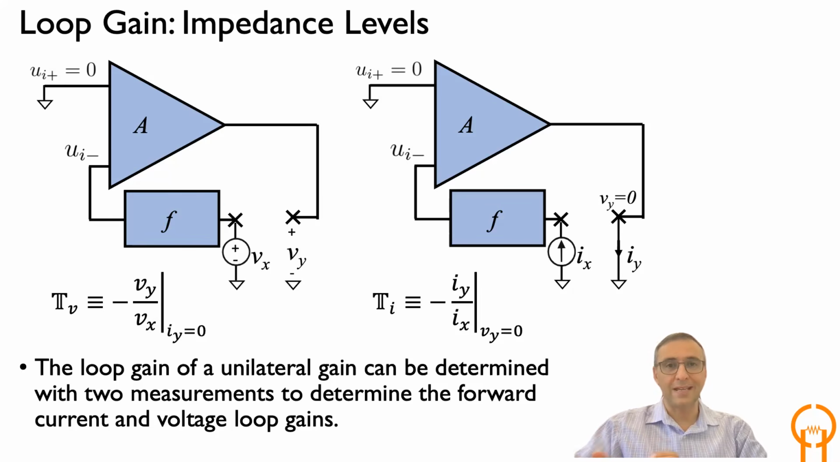So you break it, you apply a voltage source to the left side, and on the right, basically on the return side, you leave it open and you measure the voltage. That ratio we call the voltage loop gain, shown with T_V. And similarly, you can define a current loop gain, where you apply a current source to the same place that you applied the voltage source, but now on the other side, you short circuit it. So the voltage is zero, and you measure the current. And this is called the current loop gain.